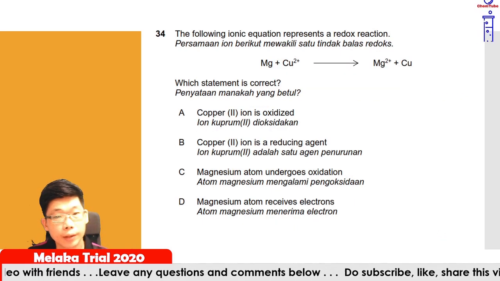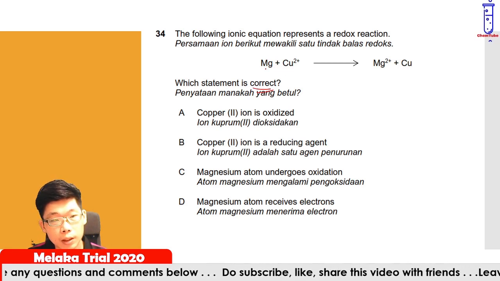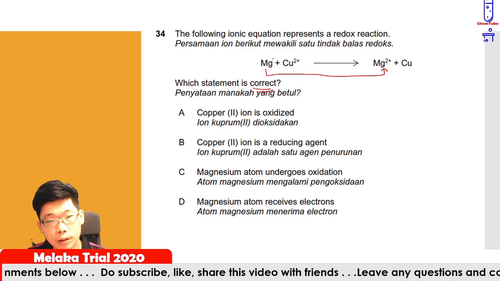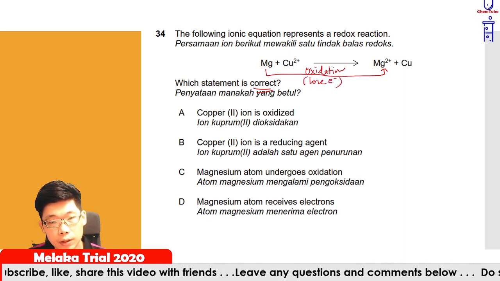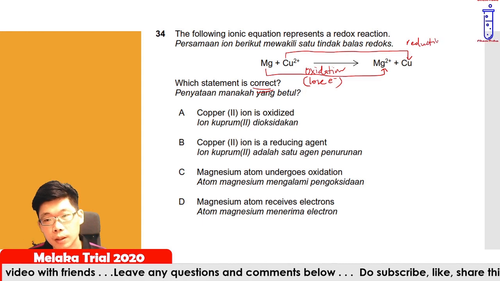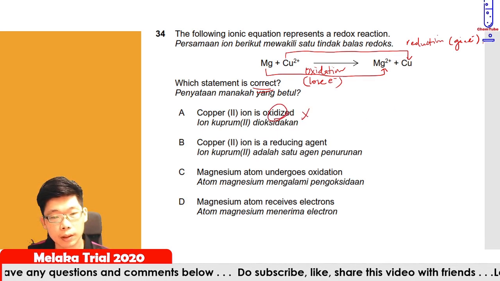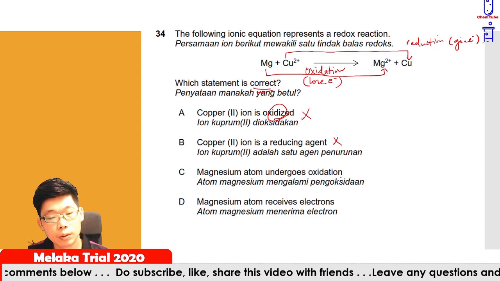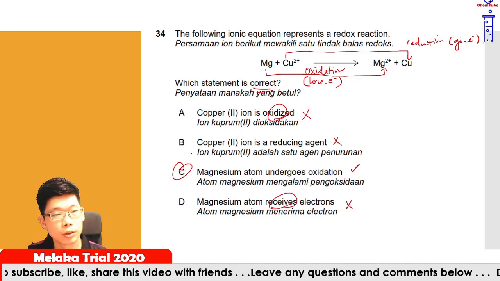Question 34. The following ionic equation represents a redox reaction. Which statement is correct? Based on the equation given here, magnesium changes to magnesium ions. Magnesium's oxidation number goes from 0 to plus 2, an increase, so it's oxidation. Oxidation is a loss of electrons. Copper 2 ions change to copper, plus 2 to 0, so it's reduction. Reduction is a gain of electrons. So we check one by one. Copper 2 ions oxidize? No, it's reduced. Copper 2 ions as a reducing agent? It should be oxidizing agent. Magnesium atoms undergo oxidation? Yes. Magnesium atoms receive electrons? It should be release electrons, so wrong. C is the answer.